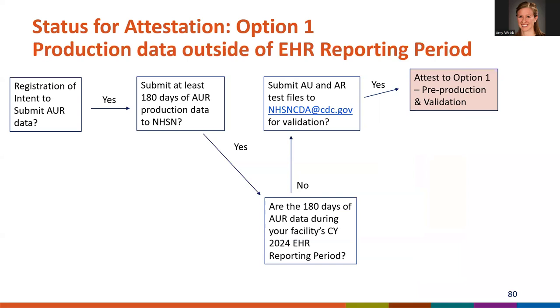Let's say you have production data, but it's outside of your reporting period. So you've registered your intent, you submitted 180 days of production data, but maybe your EHR reporting period is, let's say, January through June, and you didn't have your production AU data ready until July. So you reported July through December data, but that's outside of your facility's reporting period. Not to worry. You would just send your files to NHSN for validation and complete that validation step. And then you would attest to option one, pre-production and validation for this calendar year. And then you'd move to option two next calendar year.